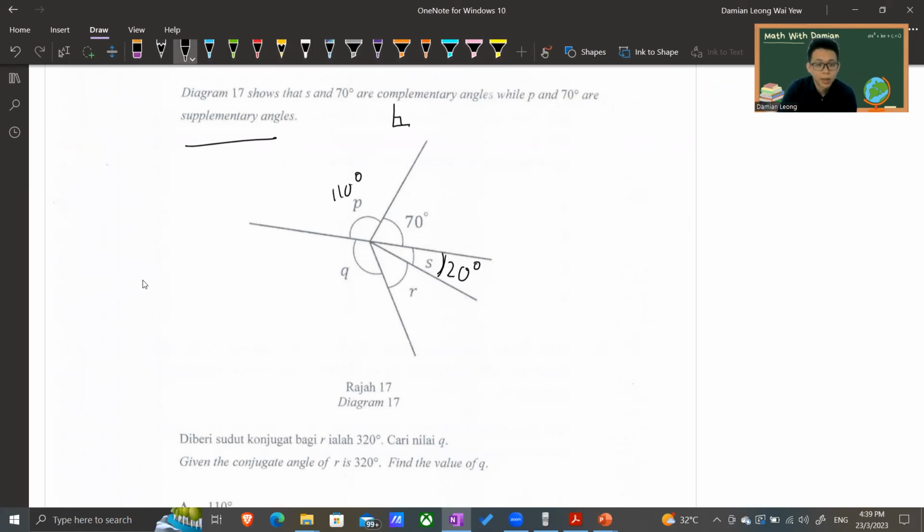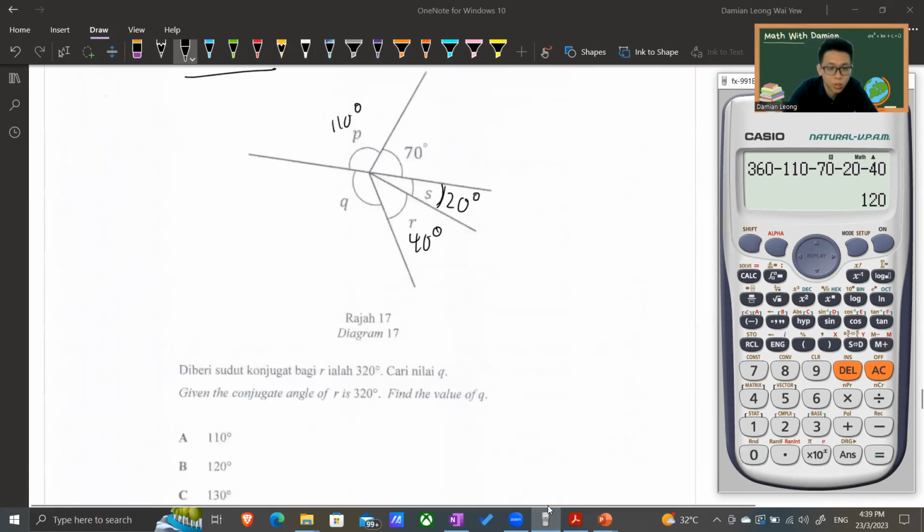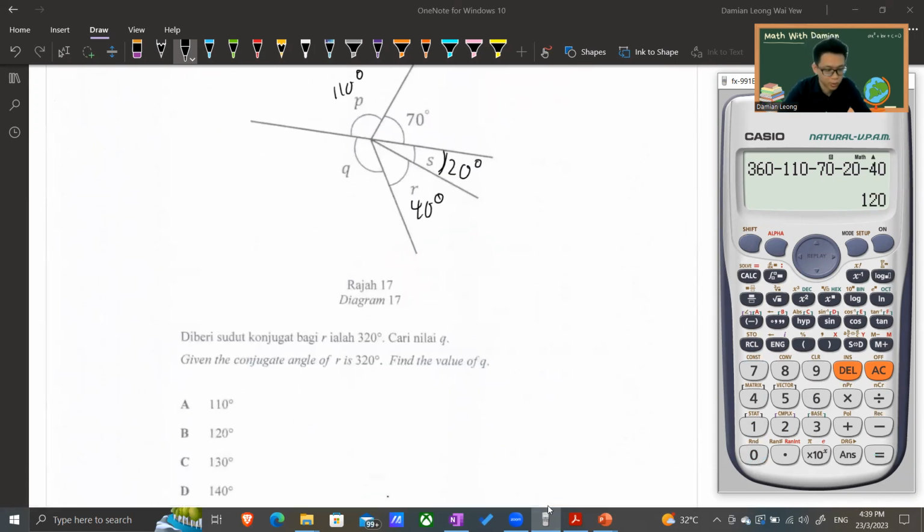So conjugate angle of R is 320, means 320 and R add up to 360. So this is 40 degrees. So Q, I can use conjugate angles also. I take 360 minus all the other angles. 110 minus 70 minus 20 minus 40. 120. So Q is 120. Answer B.